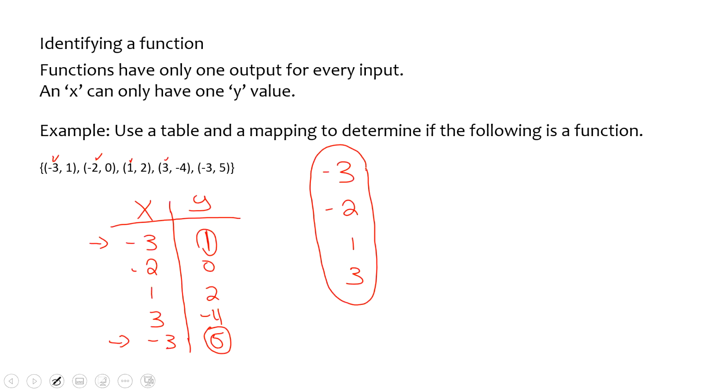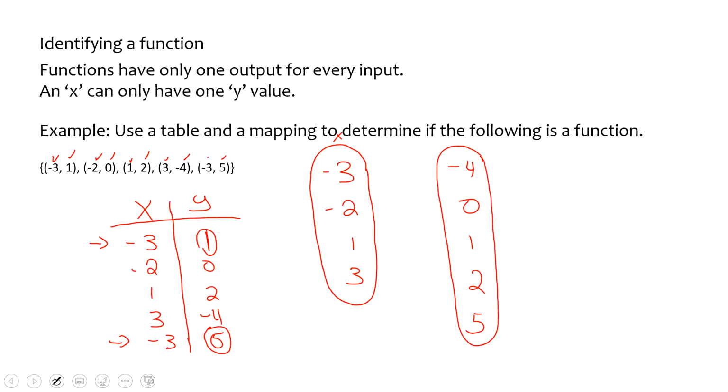Same thing now I do for the y values. So these are my x's. Do the same thing for the y. I start with my lowest y value, looks like it's -4. Then I have a 0. Took care of that. Then I have a 1. Good. Then I have a 2. And now we have a 5. So I got all my numbers done. I circle these numbers.